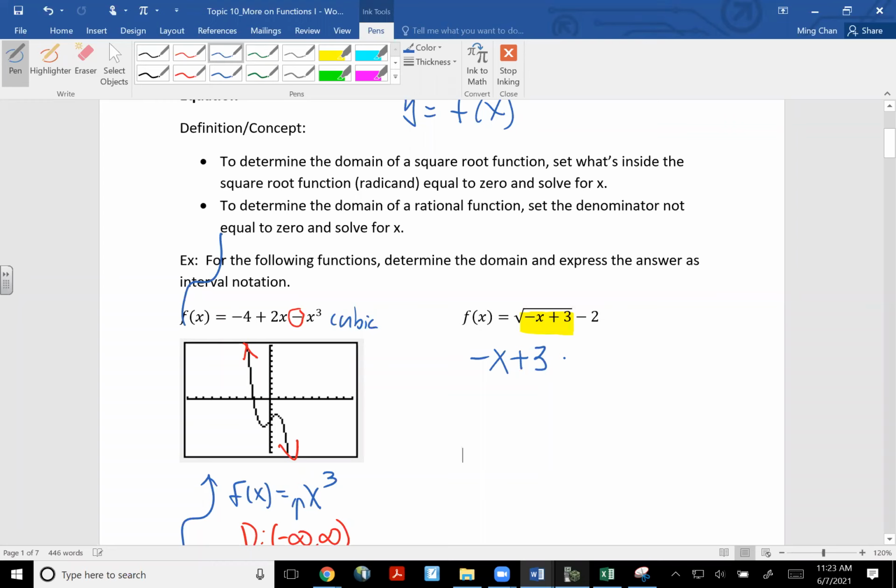A lot of students say, well, Mr. Chen, I can just graph it and tell what the domain is. I do agree to a certain extent, but if I dress this thing up with a negative 2x plus 3, then you will not be able to tell. So the easiest way is to set what's inside the square root equal to 0 and solve for x. That's how we predetermine it. Let me move this over here.